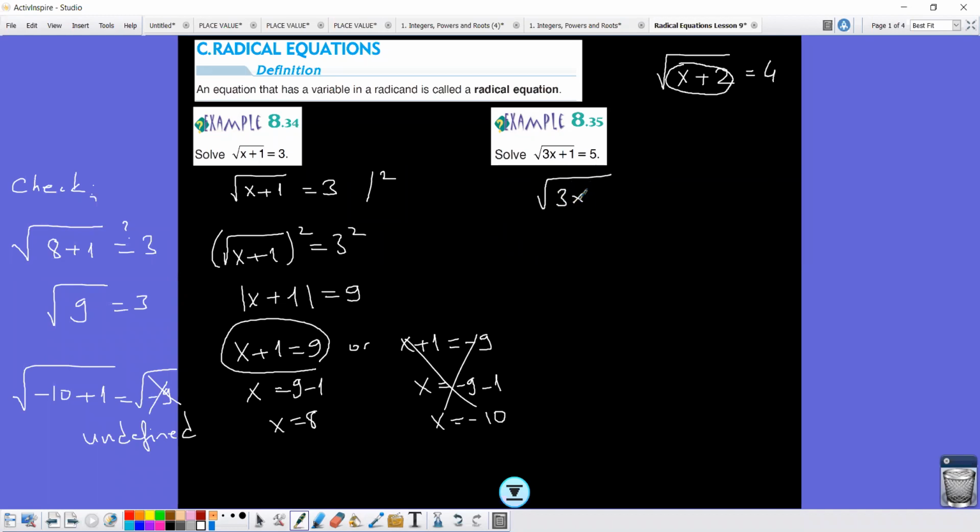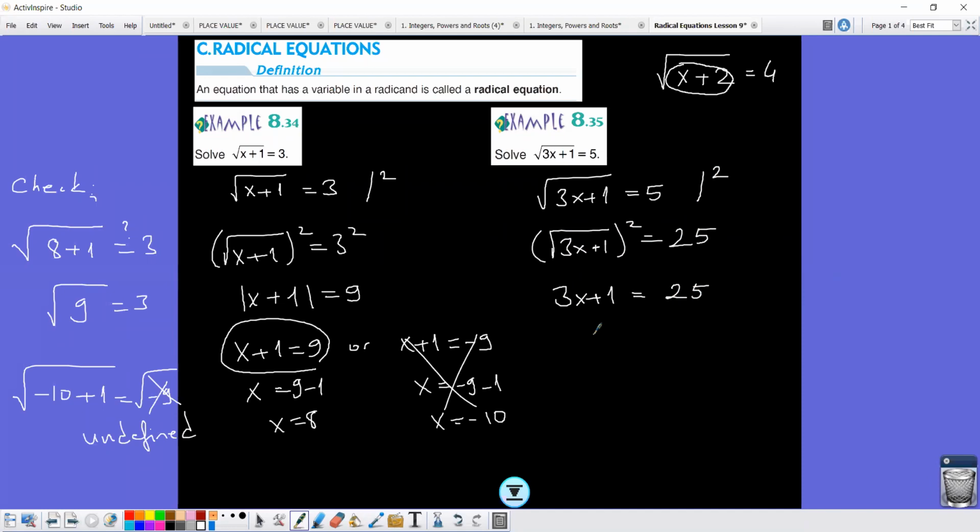The square root of 3x plus 1 is equal to 5. We square the whole thing. Then it becomes the square root of 3x plus 1, squared, equals 5 squared, which is 25. Now we have 3x plus 1 equals 25, because the square root and the square cancel each other.